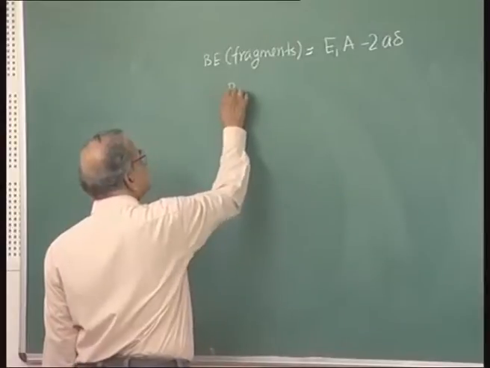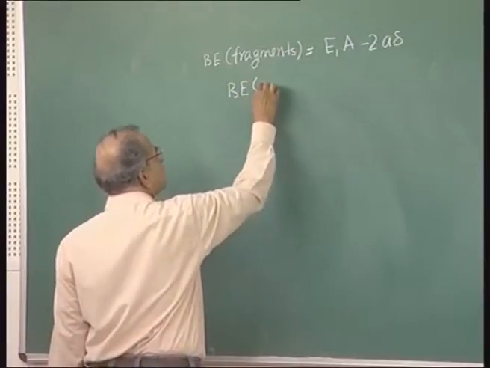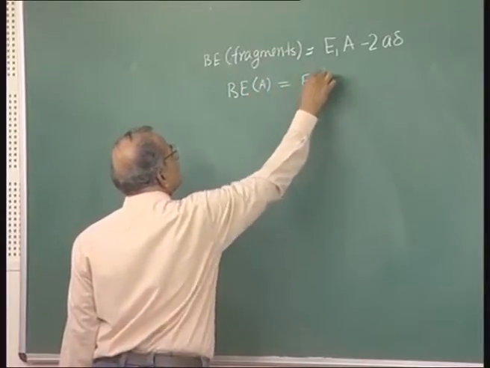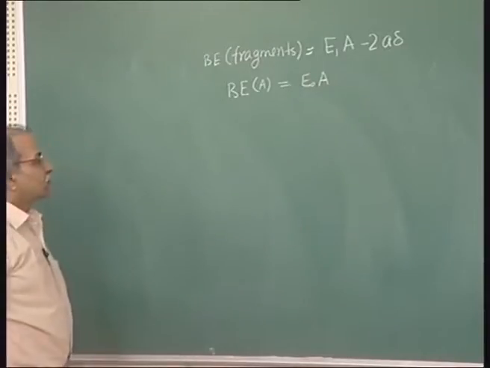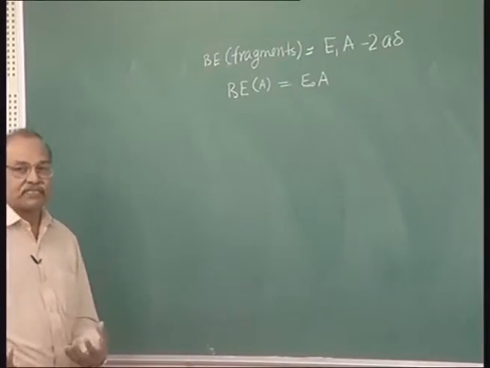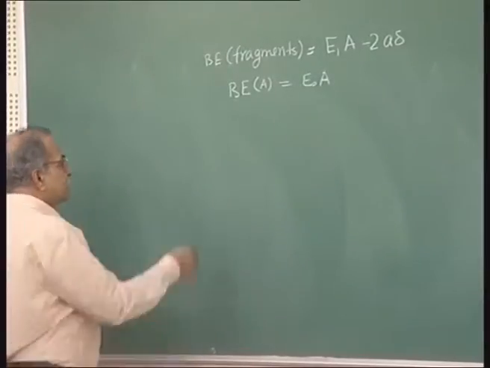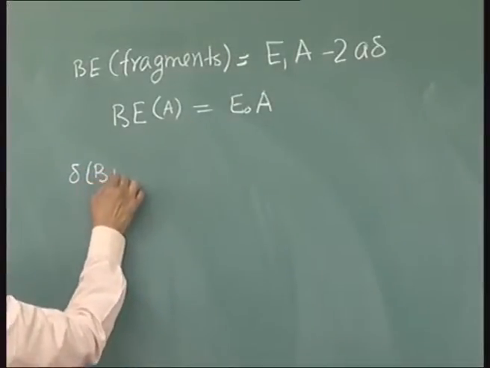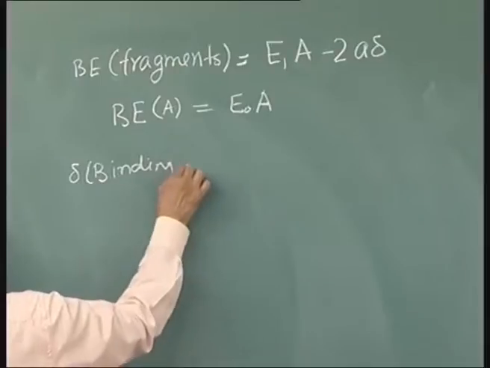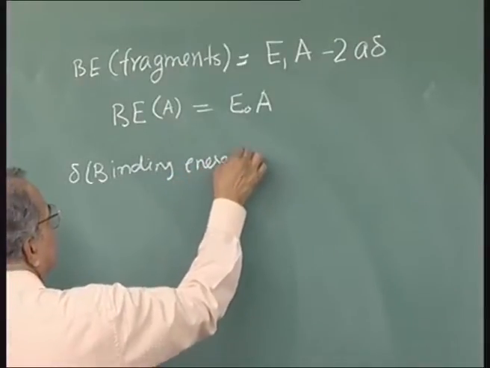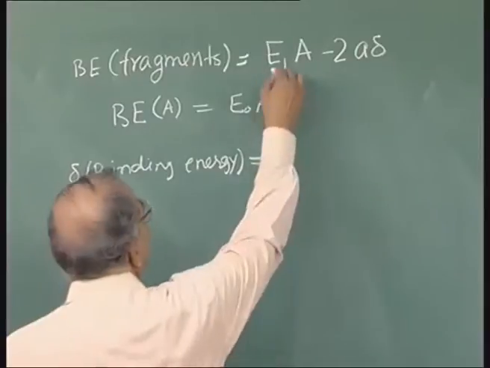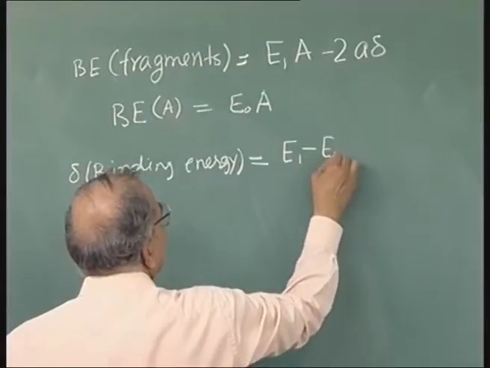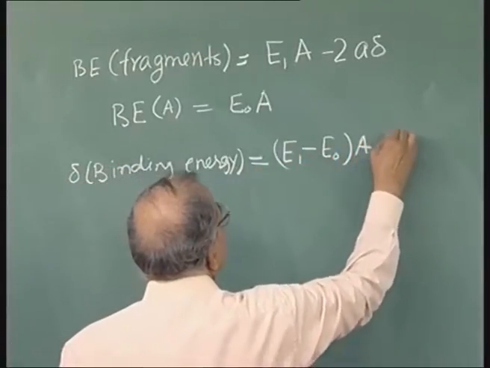Initial binding energy of the original nucleus A is E naught times A, right. So, how much is the difference? That is the energy released. How much is the difference? That difference in binding energy will be E1 minus E naught times A, and minus 2 times a delta.